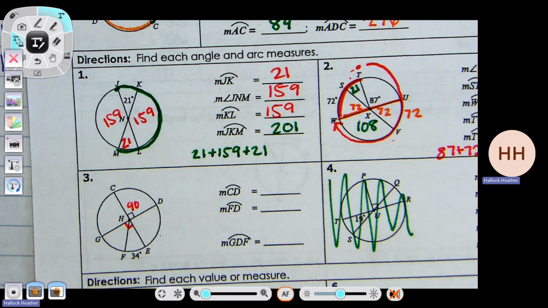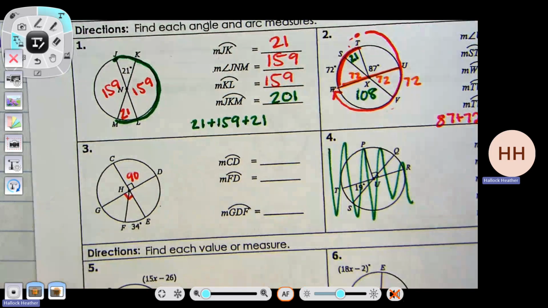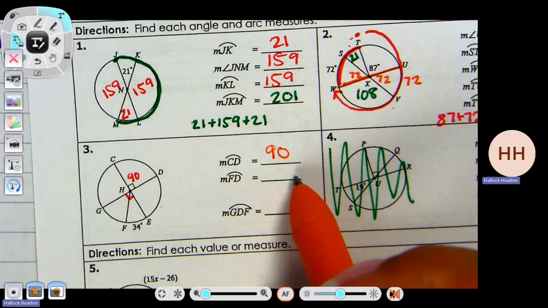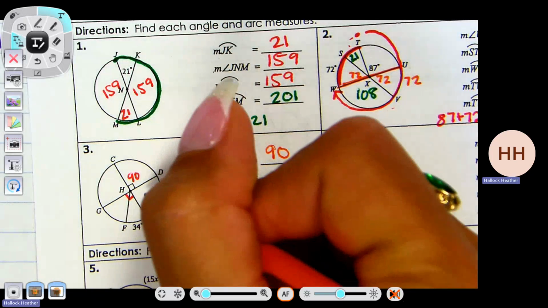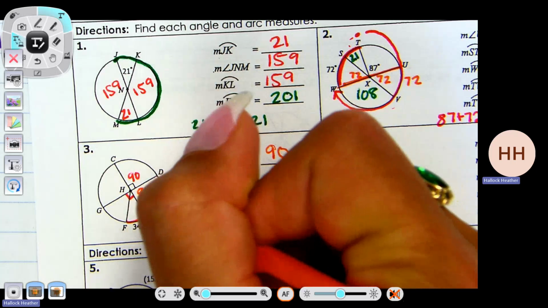Okay, so if you have CD, which is how much? 90. How much is F to D? 124, because this is also 90. And if I take 34 and I add 90, that makes 124.